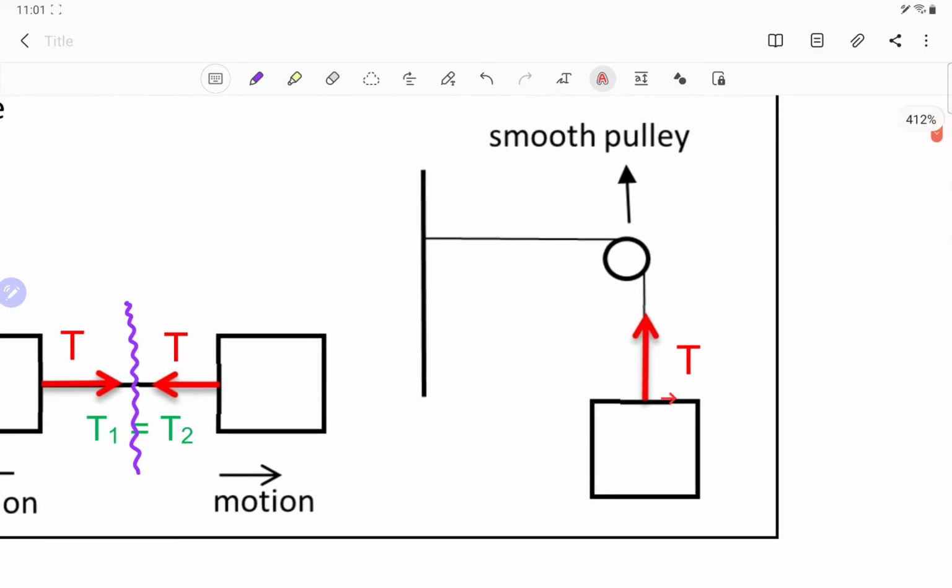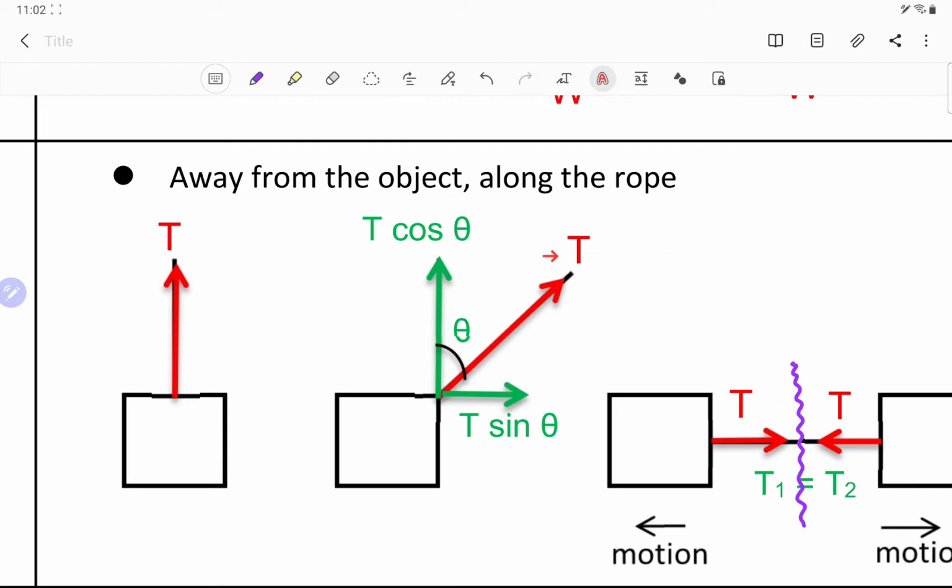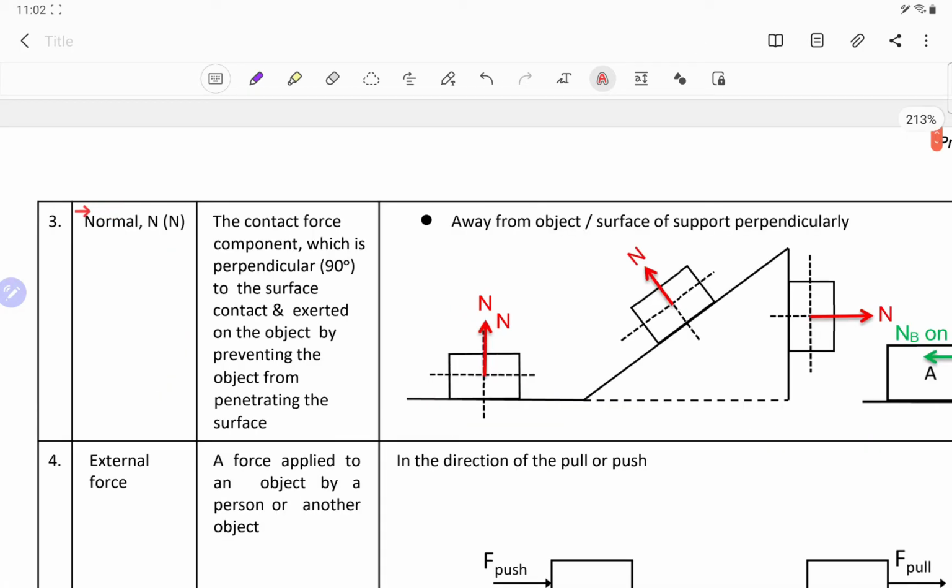For this diagram over here, this is the object. Jadi bila ada tali, the tension force akan menjauhi this object. So for this vector over here, later on kita kena resolvekan according to axis. Now given that the theta is near the y-axis, so y-axis yang akan pakai T cos theta, x-axis adalah T sin theta.